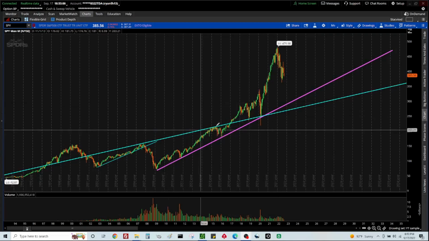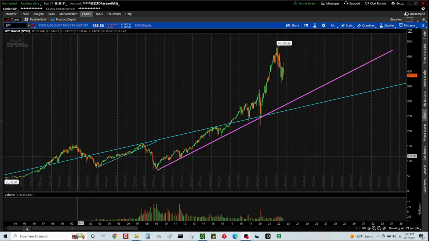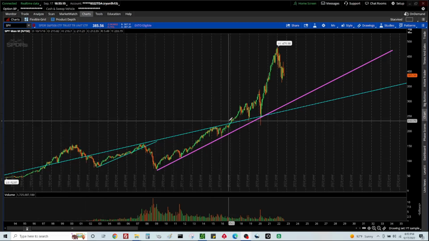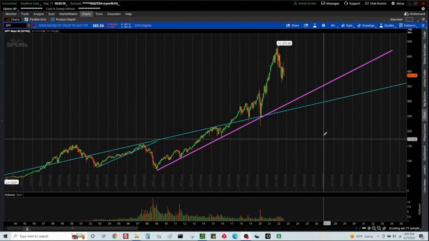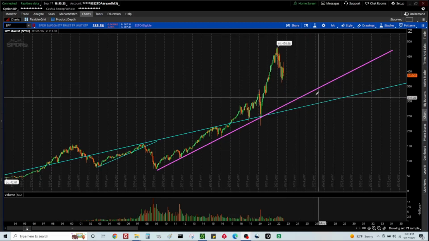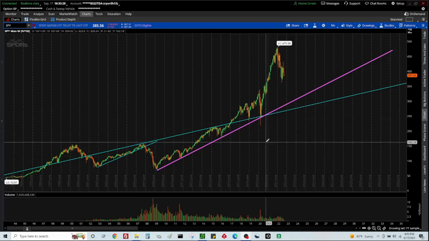Whereas this blue line, this long one, has acted as resistance, support, resistance, support, support, resistance, resistance, resistance, support, support. So I would not be surprised if we traded down sideways and bounced off either both of these, but we're going to find out. So now we have supports and resistances.